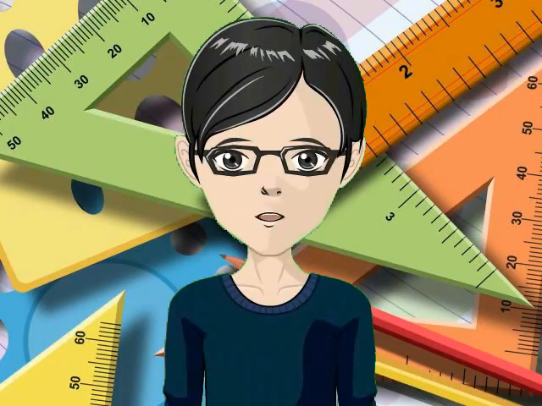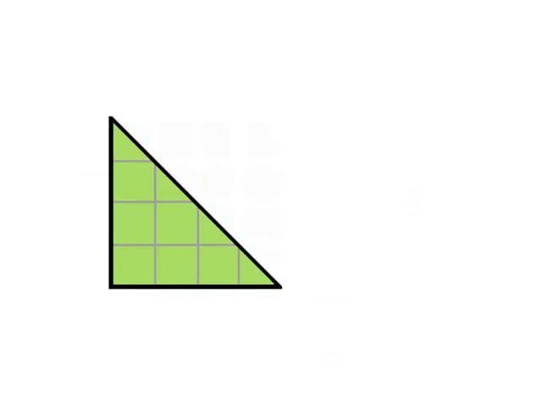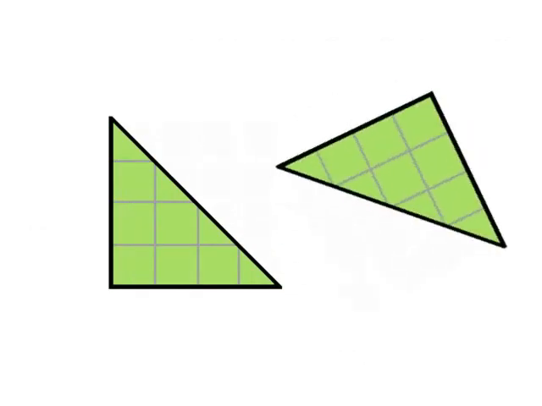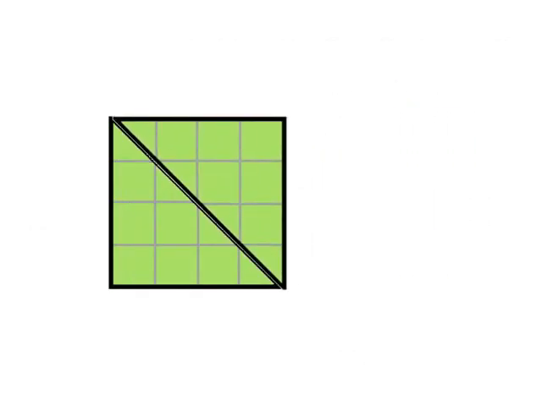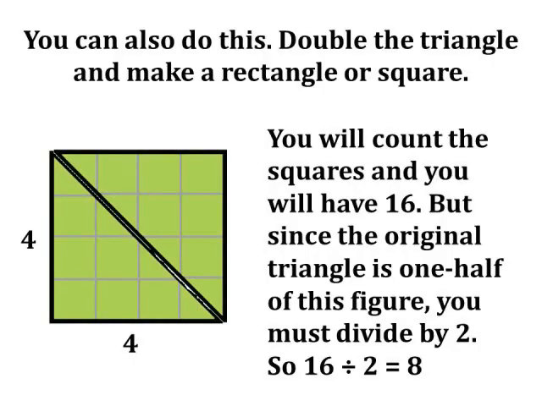Do you understand? Yes. But you can also do this, ibang technique, especially para sa triangles. Dodoblehin nyo yung triangle, tapos itataob nyo yung isa sa ibabaw ng isa para maging rectangle or square sila. Because of this technique, mabubuo yung mga square units. Mawawala yung mga small triangle units. So mas madali silang bilangin. So we will count the square units and we will get 16.